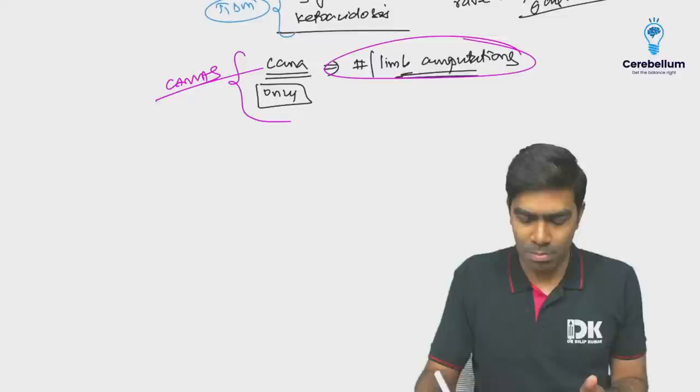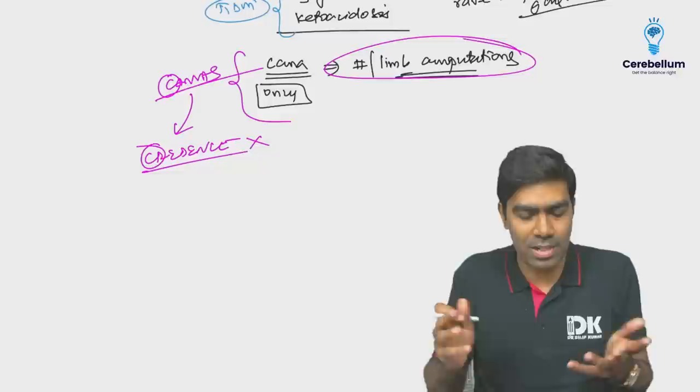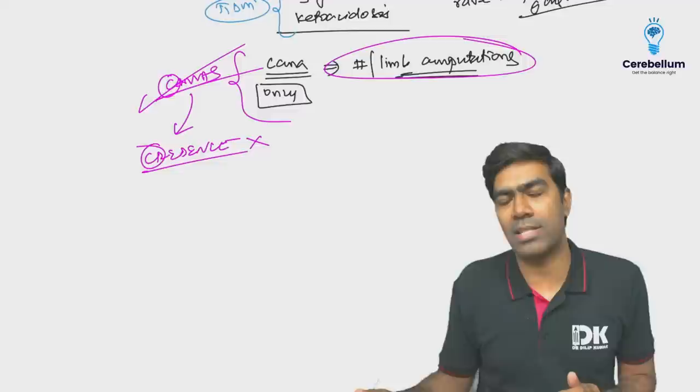Okay, both are basically based on canagliflozin. Both are canagliflozin trials. In CREDENCE, they have disproved that. In the CREDENCE trial, they didn't see any increase in limb fractures and amputations. But I don't know, many textbooks are still mentioning the CANVAS trial as the evidence. But subsequently, it is disproved.